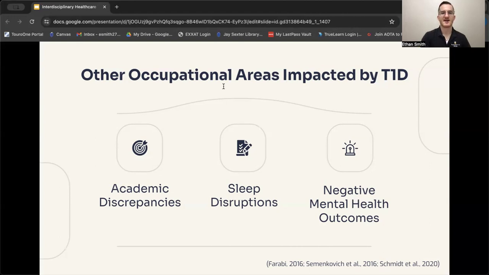A 2016 systematic review explored the sleep disruptions associated with T1D as a result of behavioral and physiological aspects of the condition and its management. It was suggested that those with T1D spend more time in stage 2 sleep, or lighter sleep, rather than in stage 3, or deep sleep, compared to those without T1D.